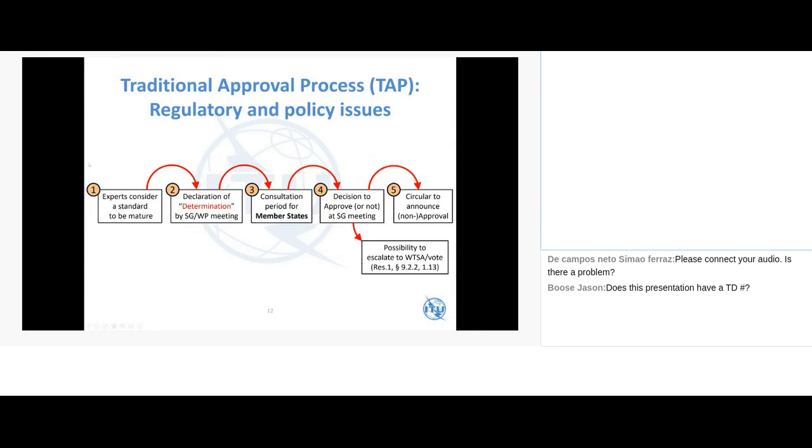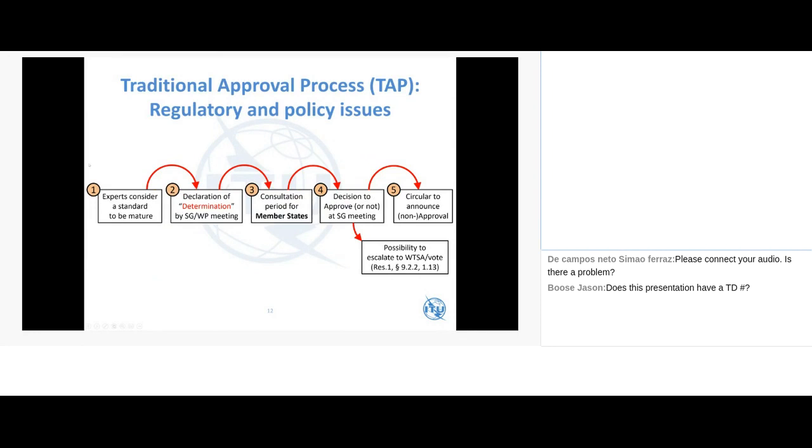Okay, thank you. So the consultation period has a percentage associated with it. The decision at the study group is a decision like any other, which is based on consensus, and the decision to approve will be announced by the chairman, typically at the closing plenary, based on a sense that there is consensus among the experts.